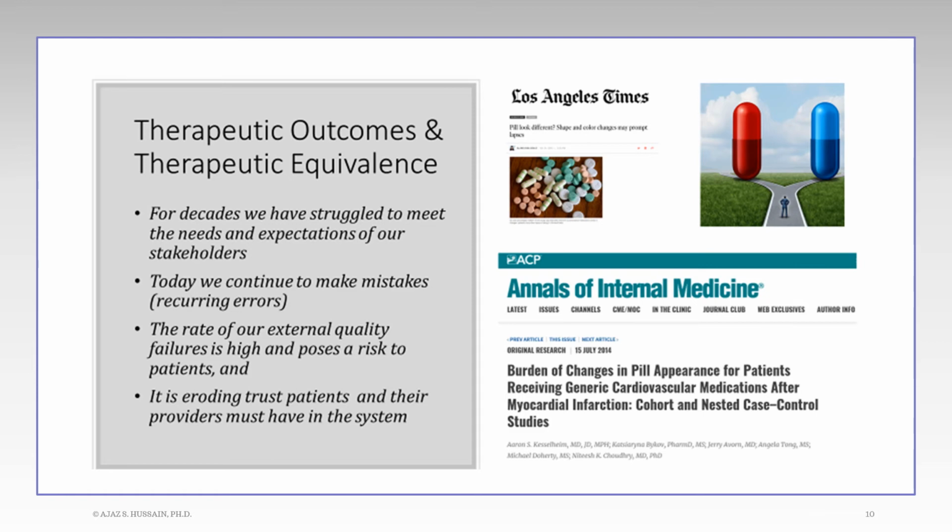Evidence architecture cannot just focus on getting the approval from FDA. It must also consider the failure modes that relate to external quality failures. For decades, we have struggled to meet the needs and expectations of our stakeholders. Today, we continue to make mistakes. These are recurring errors. The rate of our external quality failures is high and poses a risk to patients, and it is eroding the trust patients and their providers must have in the system.